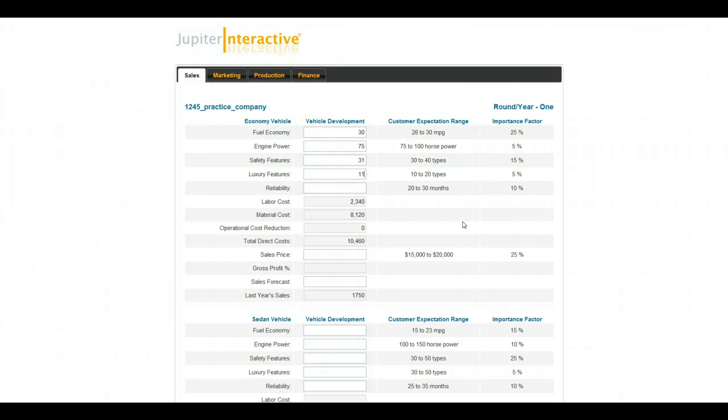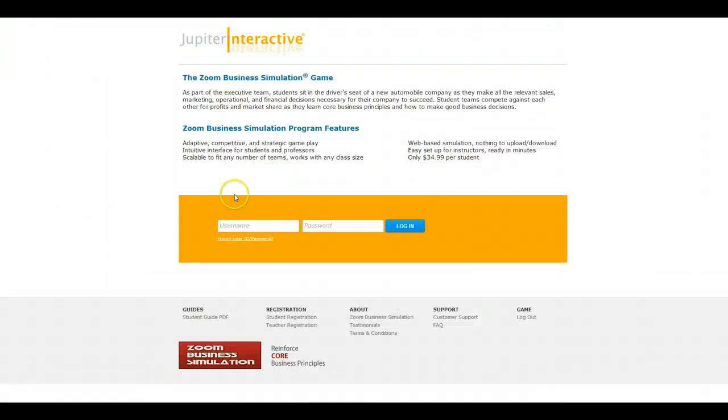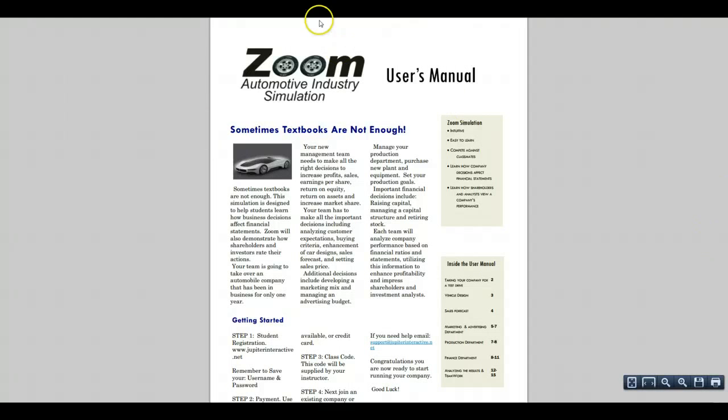So let me create the car. Now for the sales forecast, maybe it would be helpful to see the user guide on this. So I'm going to pop back over. Let's see, where is, oh, right here. So, student user guide, pull down this PDF. I'll get that down now because we're probably going to refer to it back and forth.